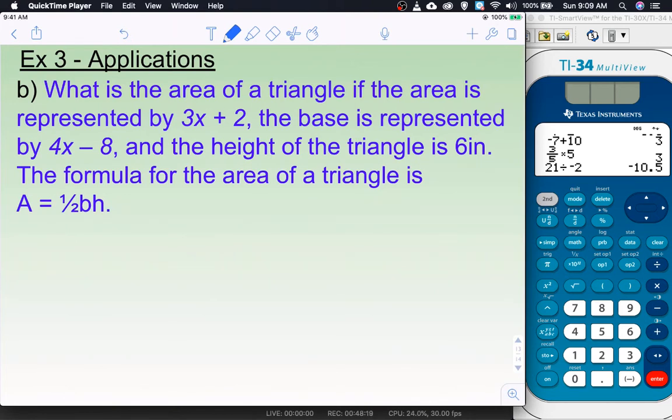So let me clarify. When it says what is the area of the triangle, don't give me back 3x plus 2. It says that it's represented by that. I want an actual number. Is the area of the triangle 5, 9, 37, something like that? Okay? So go ahead and pause the video. Try this one on your own. Do what you can. If you get stuck, pause the video, and then we'll go through it together.